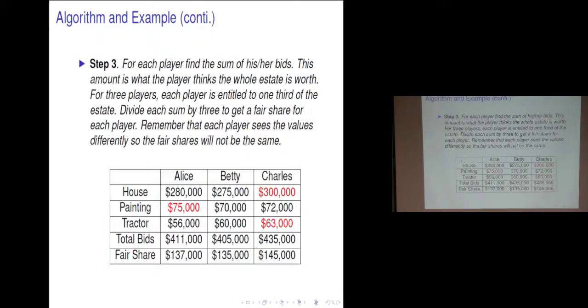Now divide each sum by three because we have three persons dividing. This is the fair share that each person thinks they deserve. If he thinks the total value is this amount, he deserves 1/3 of it. This is her fair share. Similarly, Charles thinks the total value is this, and divided by three, Charles thinks he deserves this amount. For three players, each player is entitled to 1/3 of the estate, so divide each sum by three to get a fair share for each player. Remember that each player sees value differently, so the fair share will not be the same, because this fair share is in the individual's eyes.